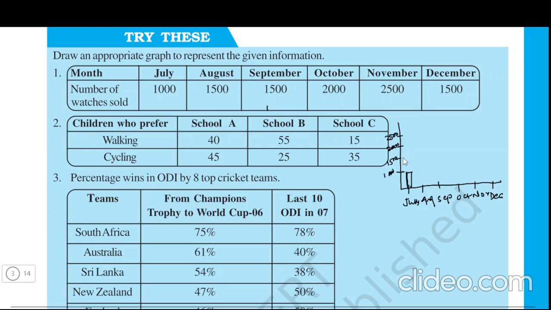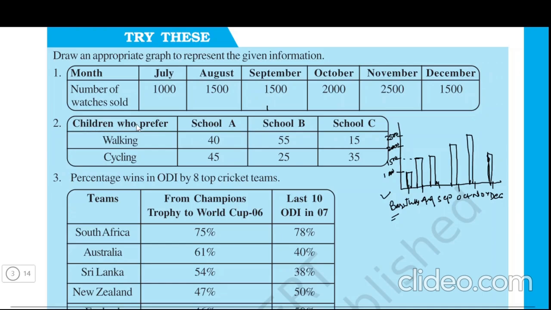August it will be around 1500, and then September it will be again 1500, and then October it will be 2000. Okay, then November it will be 2500, and in December it will be 1500. Okay, it will be here at 1500. So you can represent the above information in this bar chart form. Okay, bar chart.